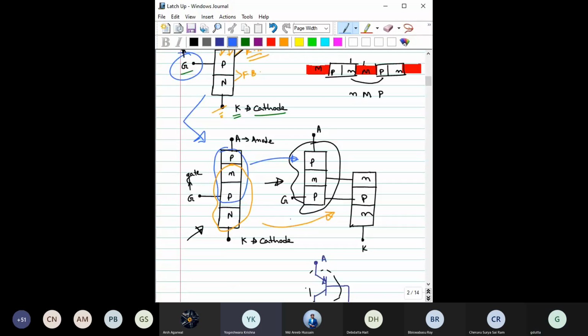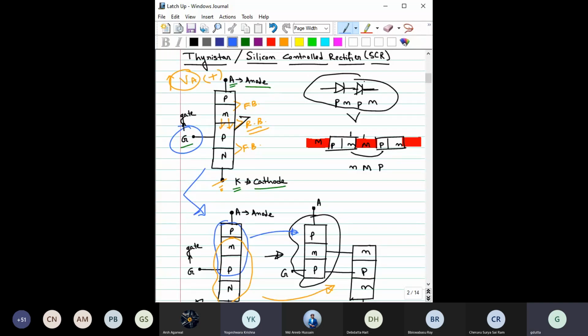Almost all the voltage will be dropping across this. But when this junction starts leaking, there will be a huge amount of current from this N side to P side. Then what will happen to the voltage drop across this region? That voltage drop will significantly reduce. Are you getting my point?